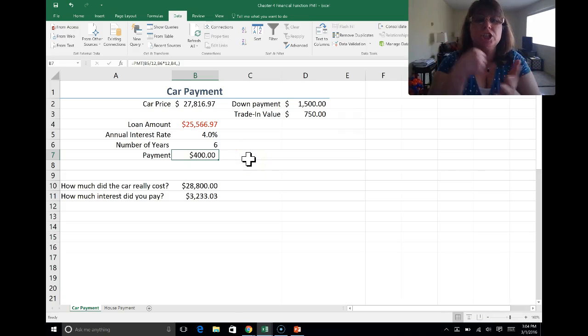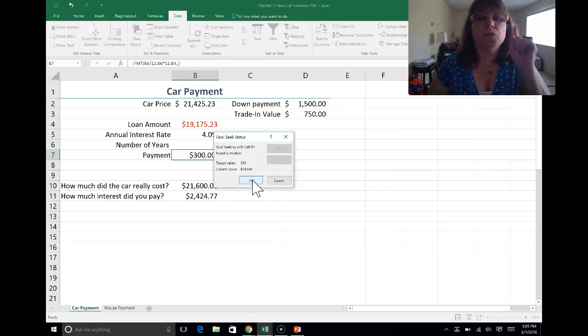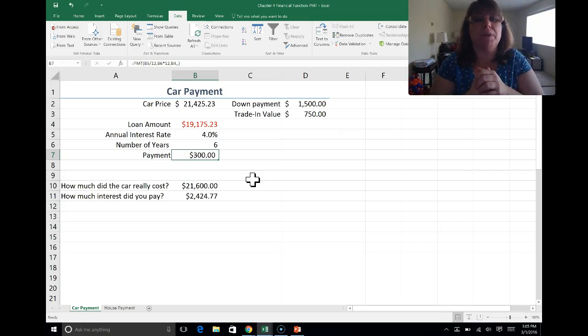So if I want to make sure that I have a car payment of, let's say, even $300, let's go to What-If Analysis, Goal Seek, set cell, still my payment. I want to set it to $300, and see what I can afford. I'm going to change my car price. Remember, annual interest is still 4%, everything else holds true. Aha, $21,425 is what I can afford. Okay? So this is a really good tool before you go car shopping. How much of a car can I really afford before you get over your head?